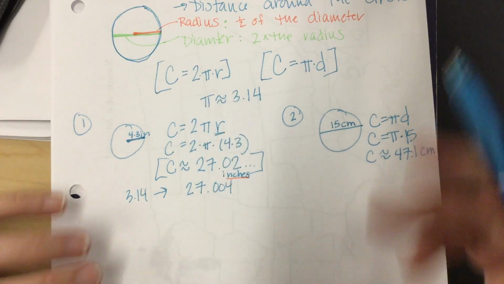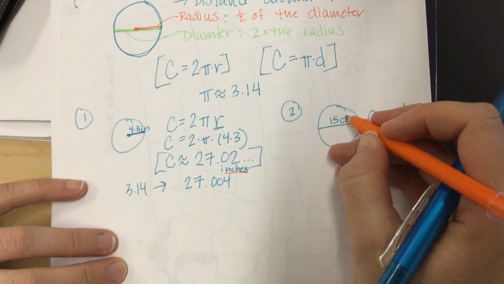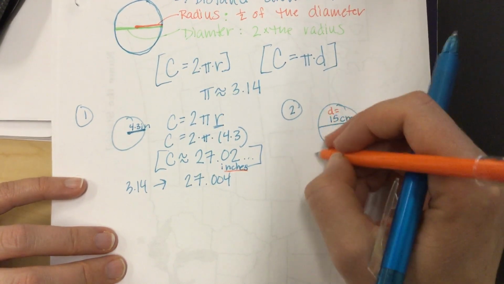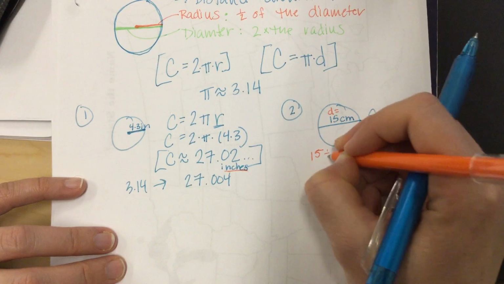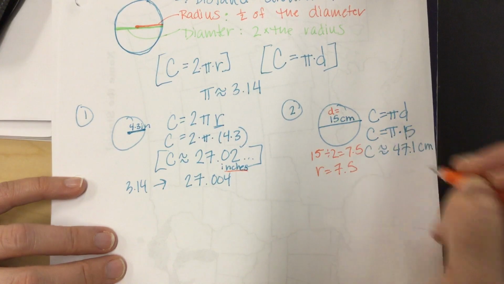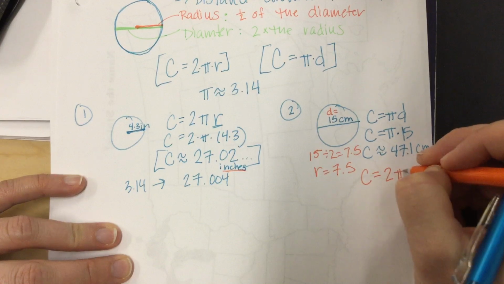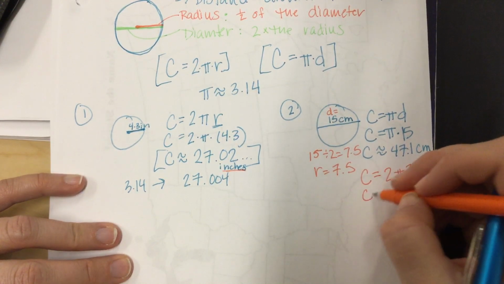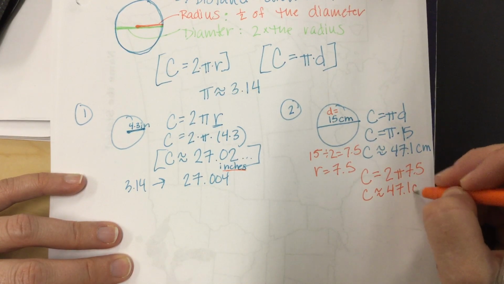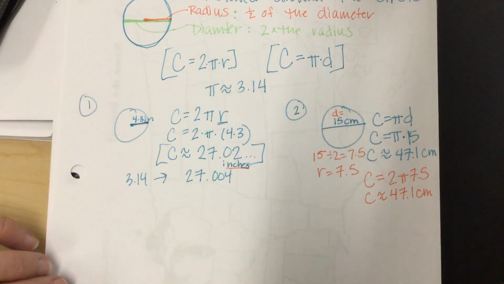If you wanted to use the other equation, you would have to first transfer the diameter to the radius. So if the diameter is equal to 15, then I would cut that in half. 15 divided by 2 is equal to 7.5, and that's my radius. I would get the same answer because I would do C is equal to 2 times pi times 7.5, and when I plug that into my calculator to solve, I get approximately 47.1 measured in centimeters. So either of the equations would work in this case.